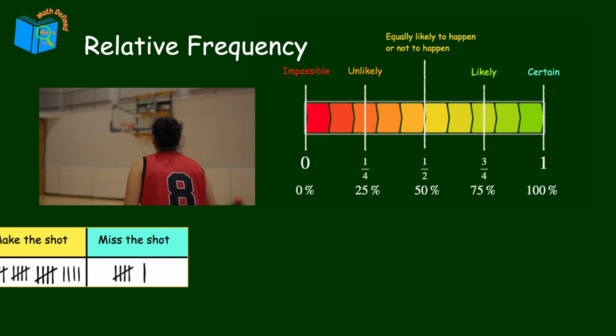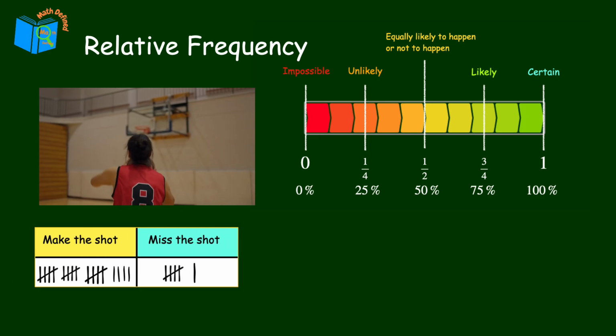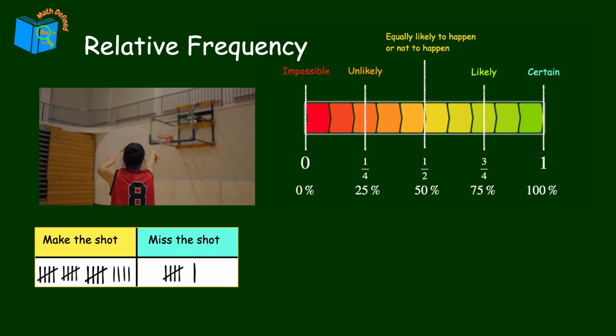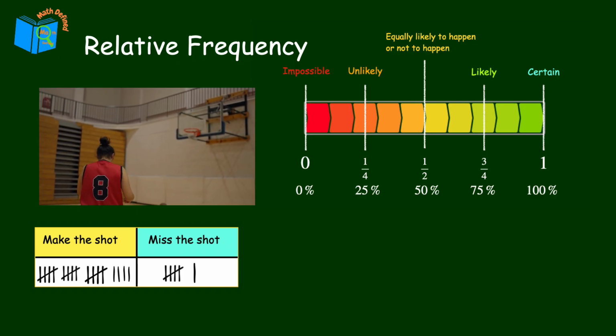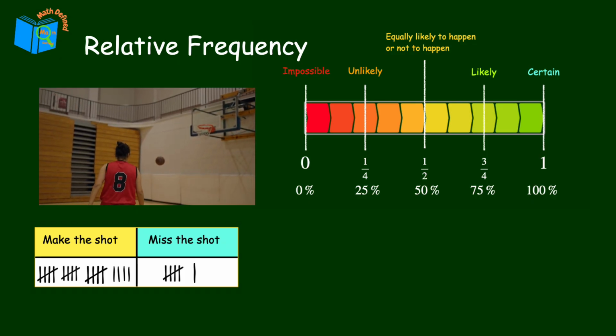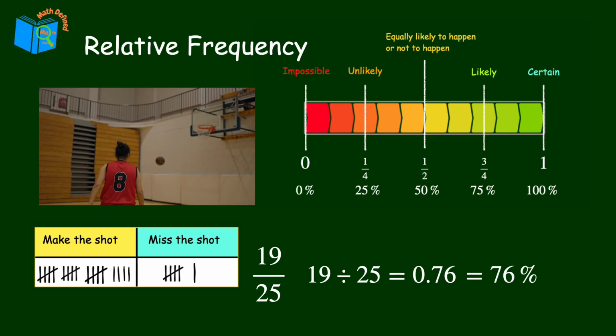Imagine you're keeping track of a basketball player practicing their throws. They take 25 shots and make 19 of them. What is the likelihood that they make their next shot? First, we'll write a ratio comparing the shots they made into the basket to the total number of tries, 19 out of 25. Then we'll need to convert this into a percent by dividing 19 by 25 to get 0.76 or 76%. Placing it on the progress bar, we see that it is just past 75%. So the basketball player is likely to make their next shot.